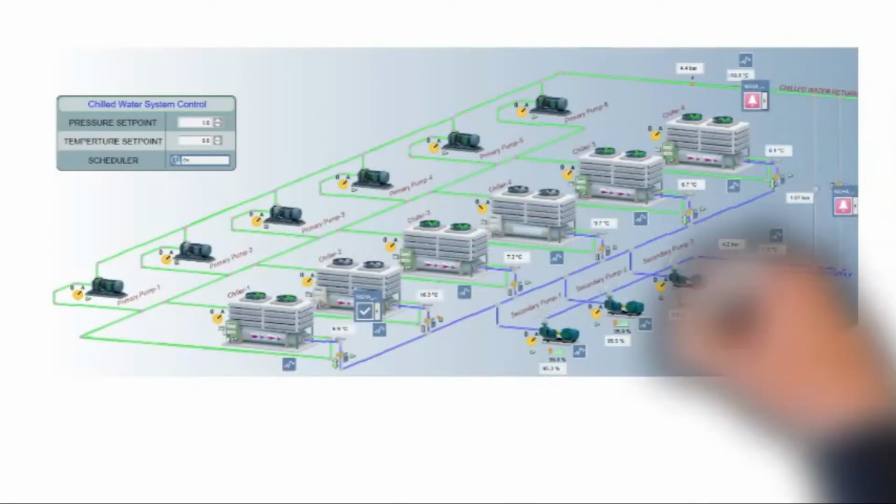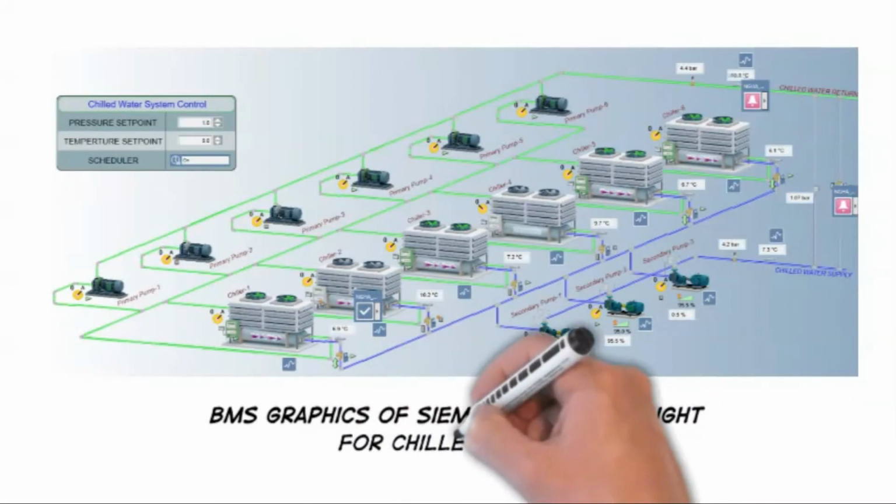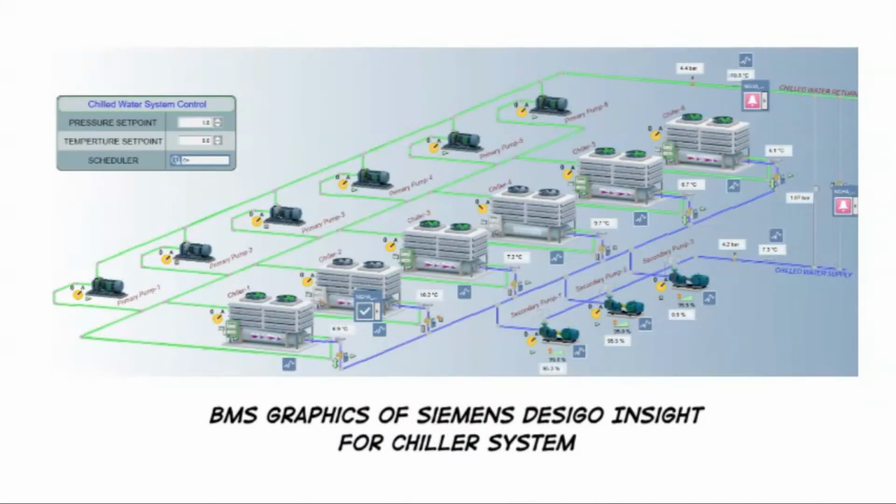This is the BMS graphic of Siemens Desigo Insight automation software. You can see in the monitor the status of each primary pump, secondary pump, and chillers.